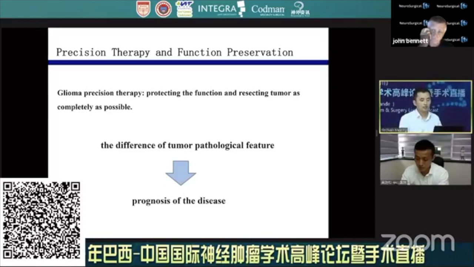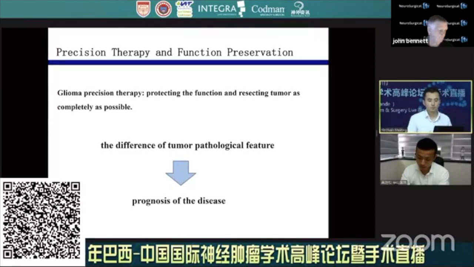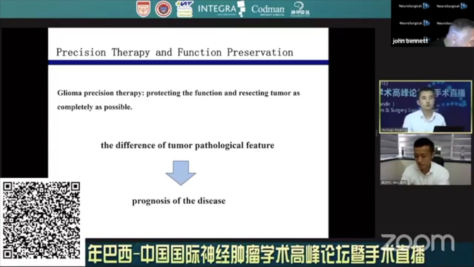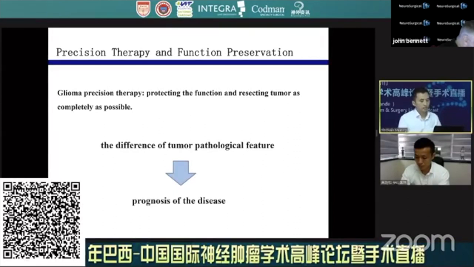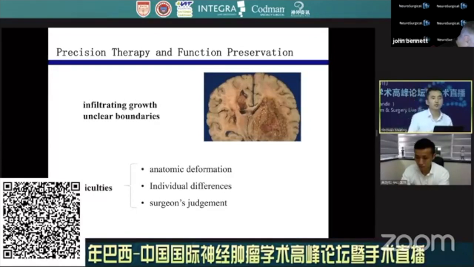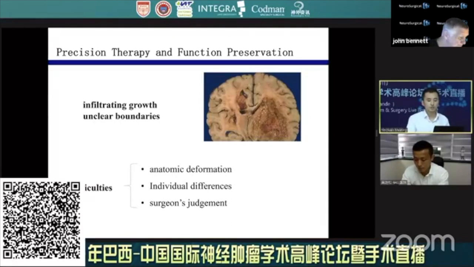The aim of precision therapy is to resect the tumor completely on the basis of brain function preservation. But the glioma biological characteristics made the difference of tumor pathological feature a fundamental factor to determine the prognosis of the disease. The glioma is always infiltrating growth, so the tumor boundary is not very clear in the operation. So if we decide to remove the tumor completely, we have to enlarge the resection scope.